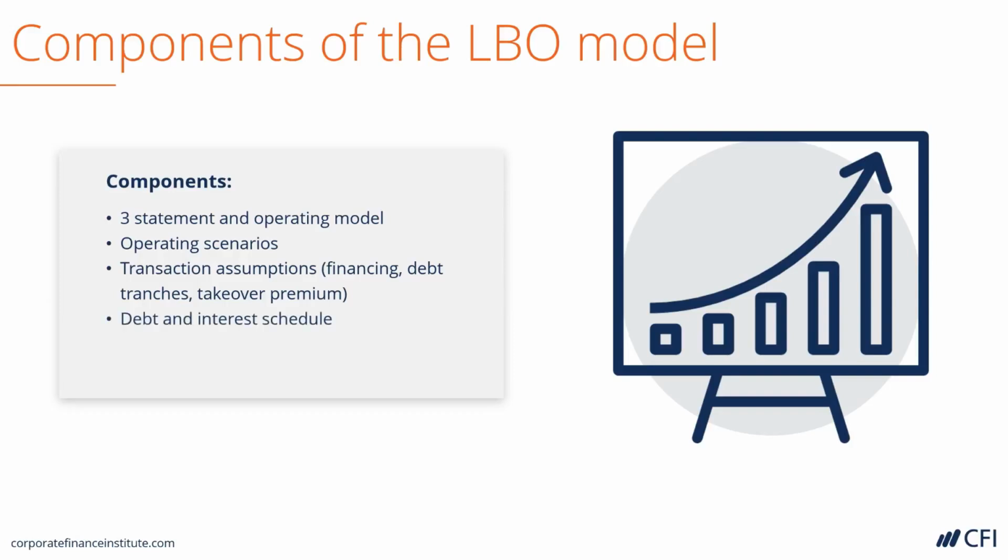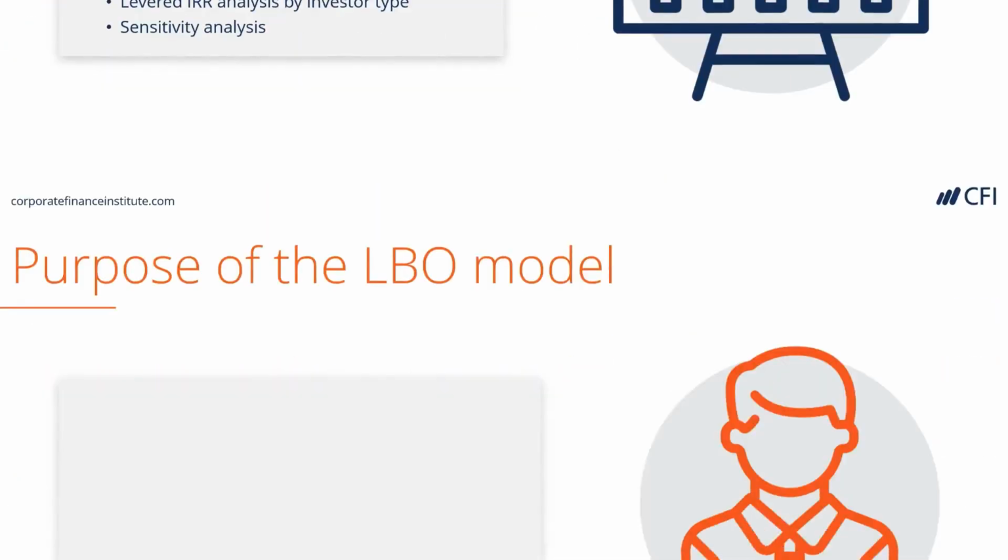From there, we can calculate debt and interest schedules. This is a major component of a leveraged buyout model, as it uses as much debt as possible. Ultimately, we can calculate the levered internal rate of return, or the equity IRR, and perform analysis of returns by investor type. Lastly, we will perform sensitivity analysis to see how the IRR is impacted by changes in different assumptions.